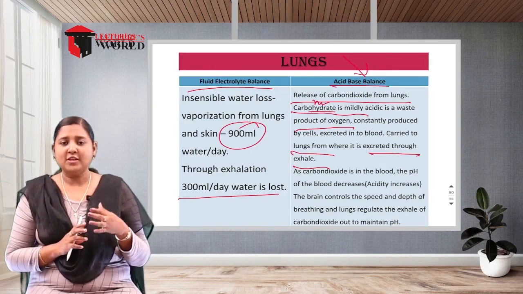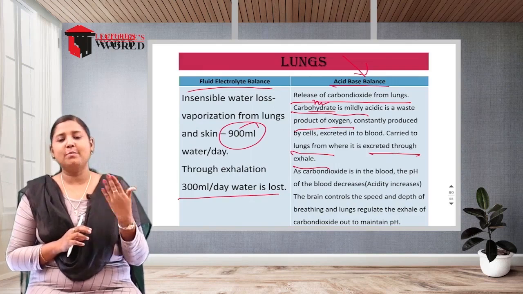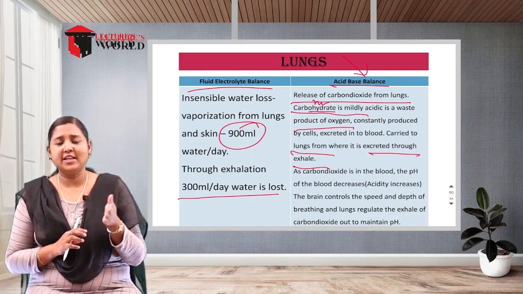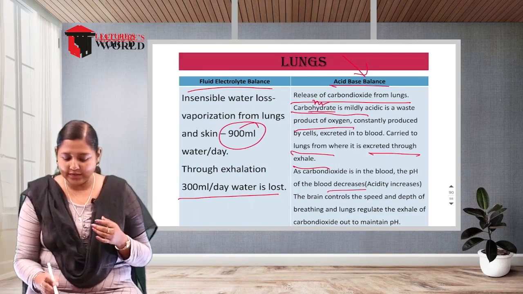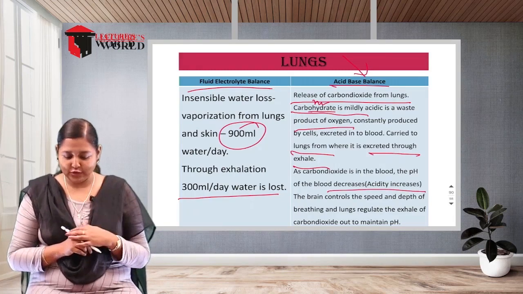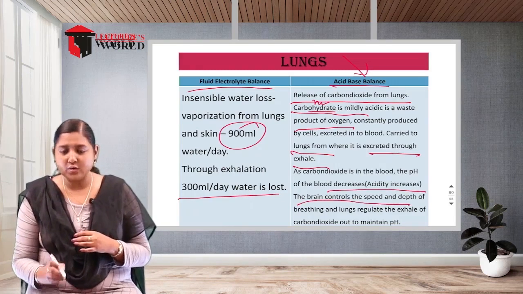This is a normal thing. So once it has been excreted, then it becomes alkaline, and continuously it comes on like that. The acidity will be increasing and the pH value will be maintained. So the brain controls the speed.